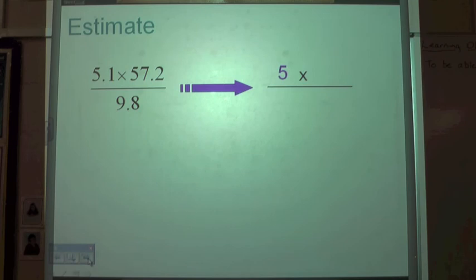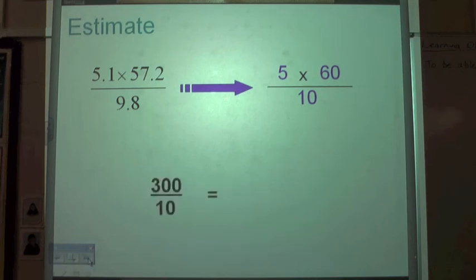So 5.1 to 1 significant figure. We look at the 5, after it's the 1, rounds down, giving us 5. 57.2 would round to 60. We look at the 5, after the 5 is a 7, so that rounds us up to 60. And then 9.8 at the bottom rounds up to 10. Notice again, 1 significant figure, so all of our numbers have 1 non-zero number in. Make it as easy as possible.